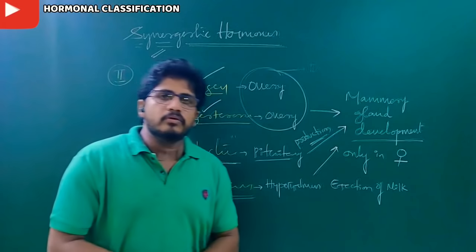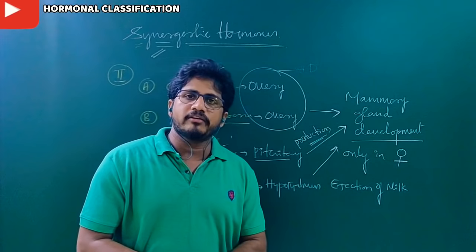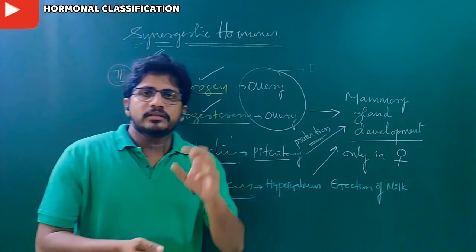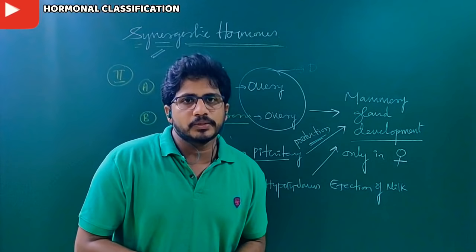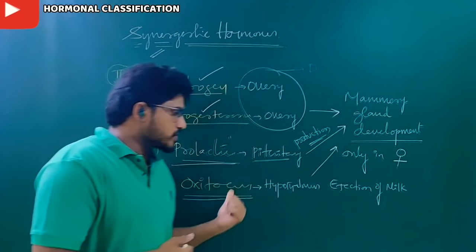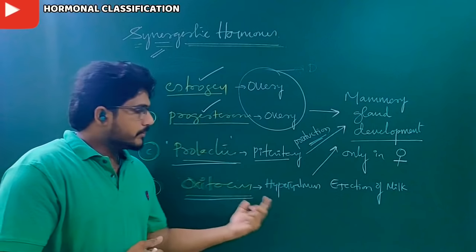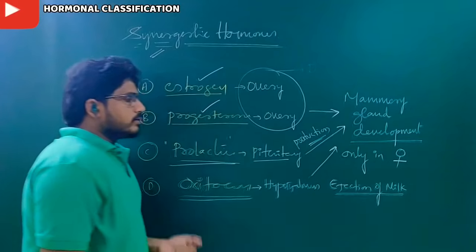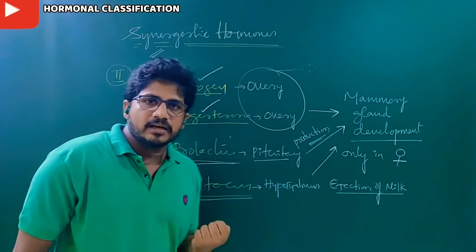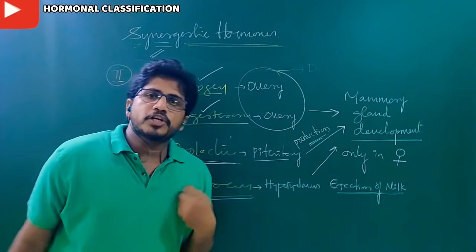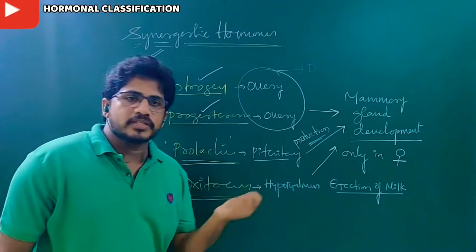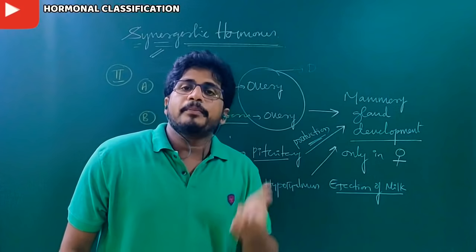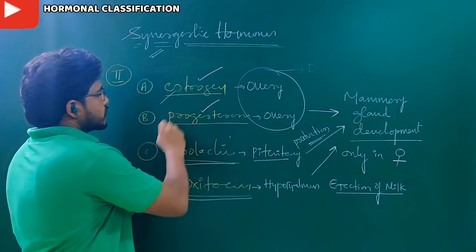If oxytocin levels are not good in the body of a woman who has just delivered a baby, then the woman is unable to provide milk to the baby. So oxytocin levels are very important because it is the milk ejecting hormone. Okay, which hormone is considered the milk ejecting hormone? Oxytocin. Which hormone is called the milk producing hormone? Prolactin. Which hormones are meant for development of mammary glands? Estrogen and progesterone.